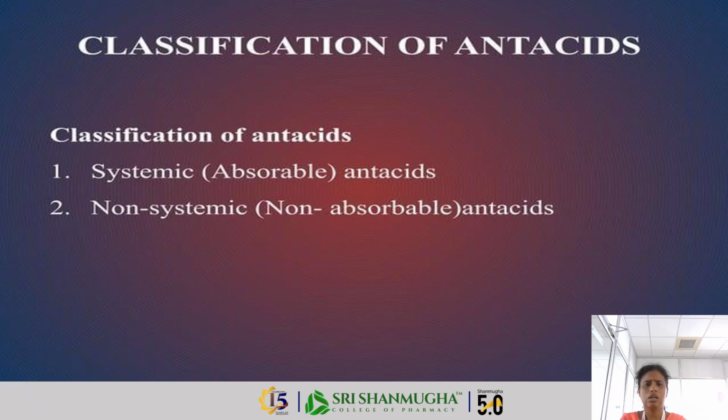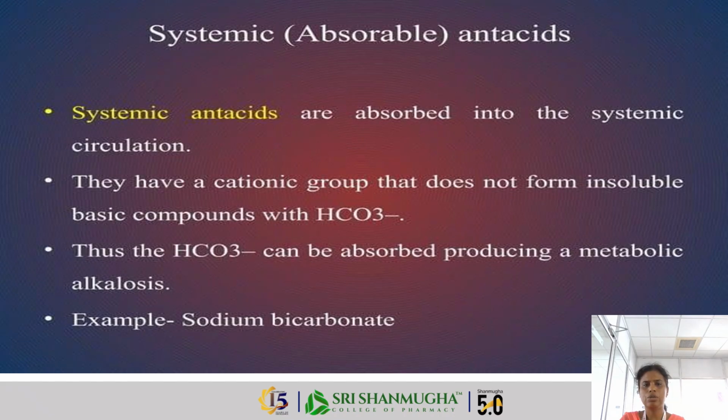Next one is classifications. Antacids are mostly classified into two types according to chemical composition. First one is systemic, second one is non-systemic. Systemic antacids are also called absorbable, and non-systemic antacids are also called non-absorbable. Now we are going to discuss systemic, absorbable antacids. In that, the example is sodium bicarbonate.